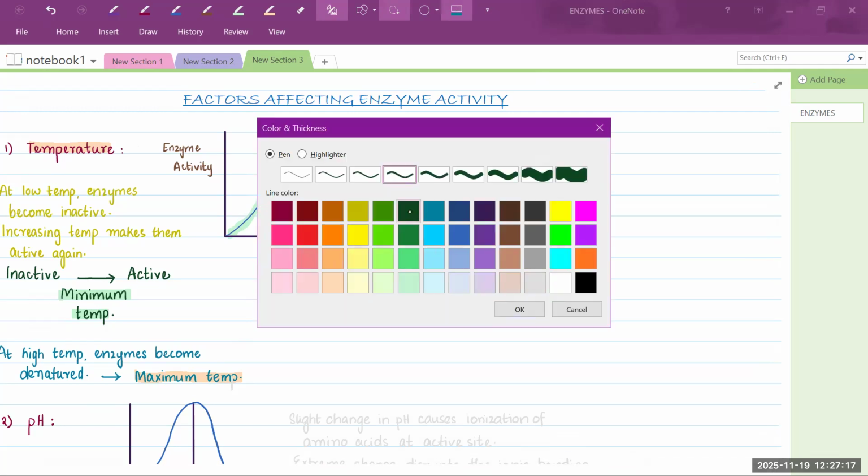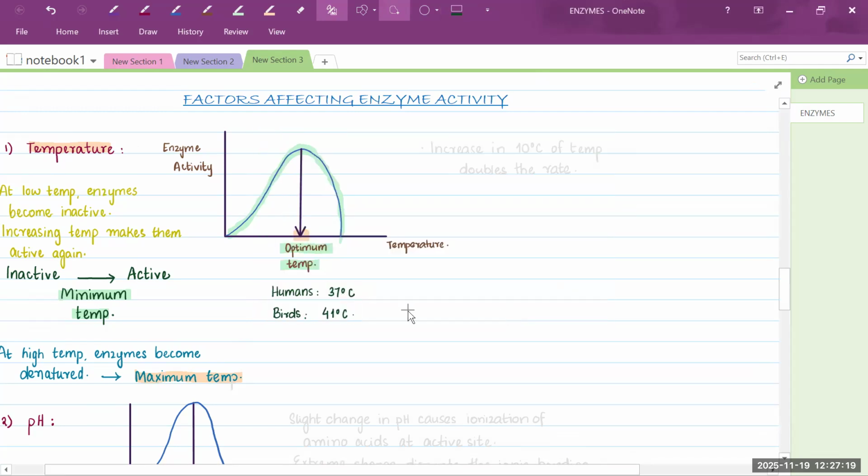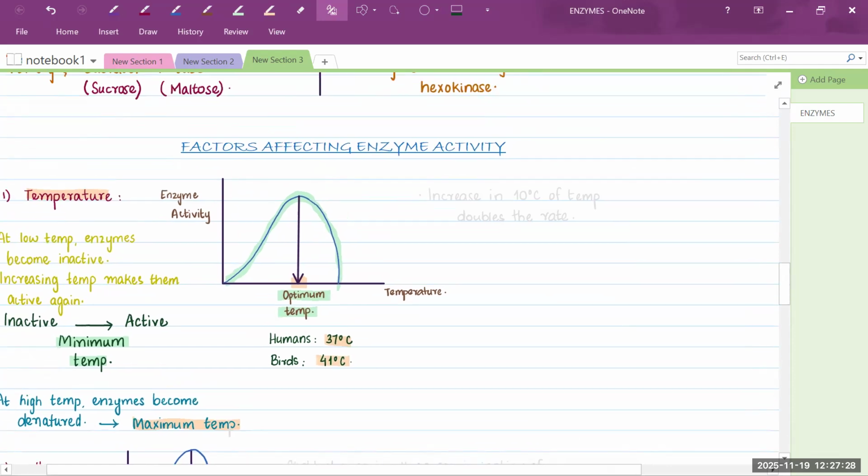These are the two types of optimum temperature you need to remember. One is for humans and one is for birds. Humans have an optimum temperature of 37 degrees centigrade, and birds have an optimum temperature of 41 degrees centigrade to, I think, 43 degrees centigrade. Some books have written 43 degrees centigrade as well, but it's okay to remember this one value, and you can choose the MCQ with regards to that.